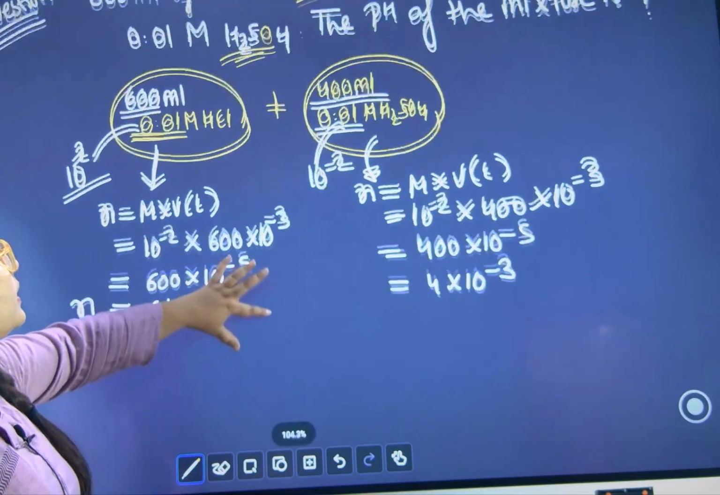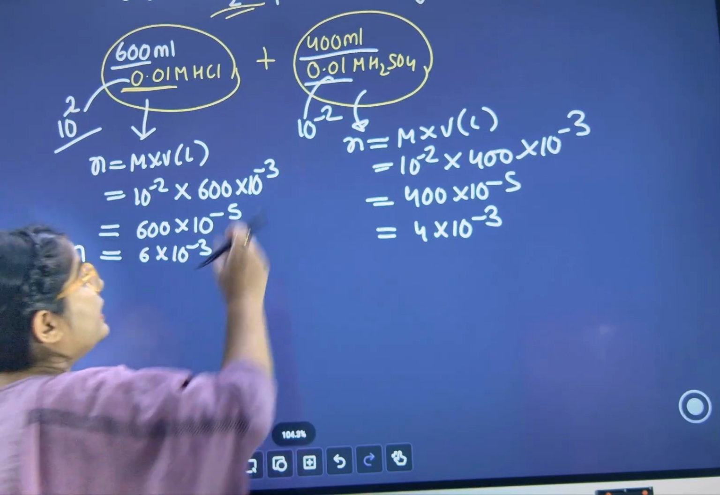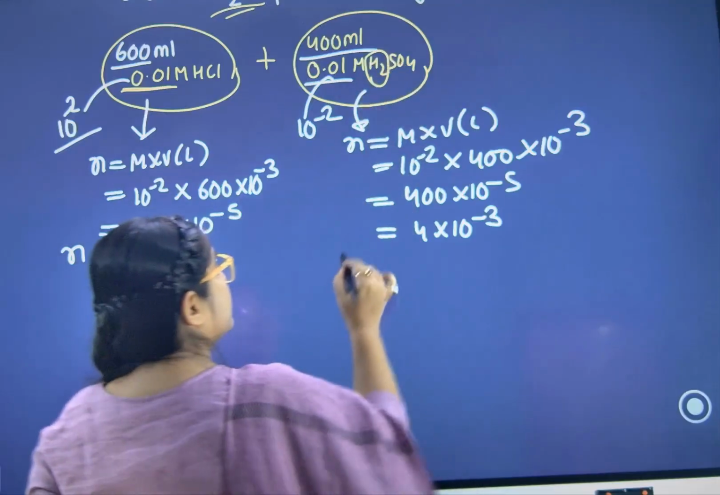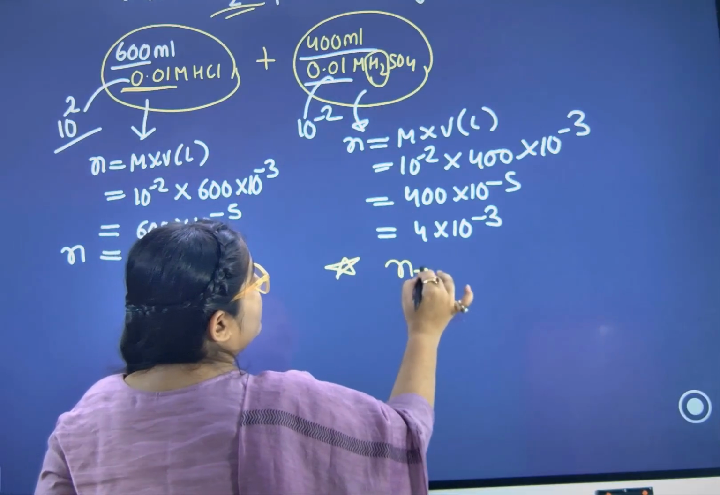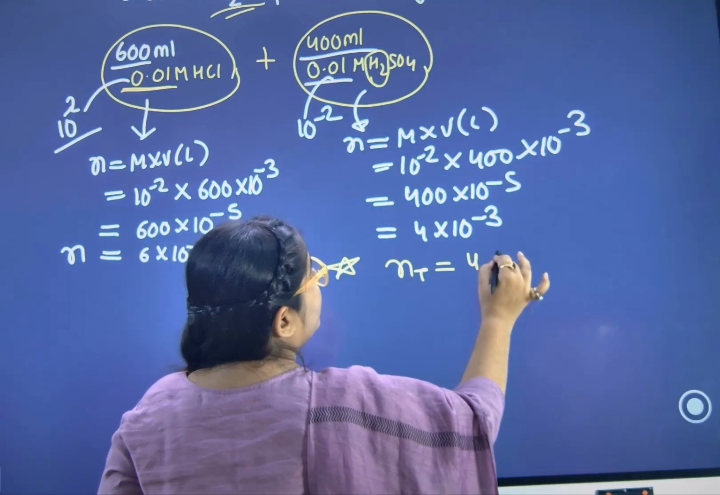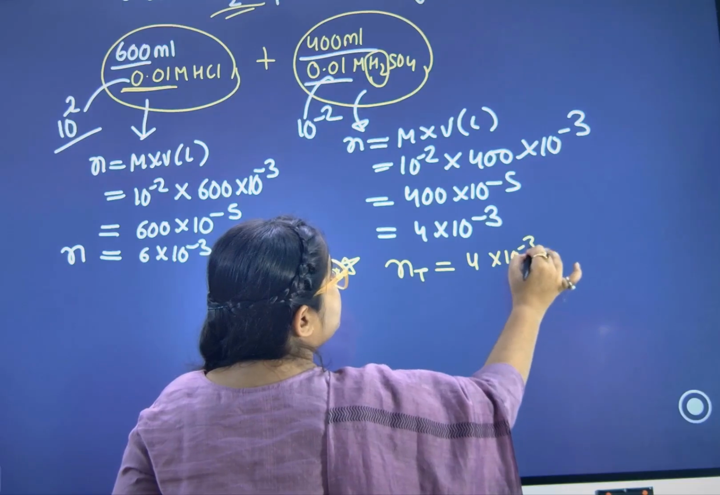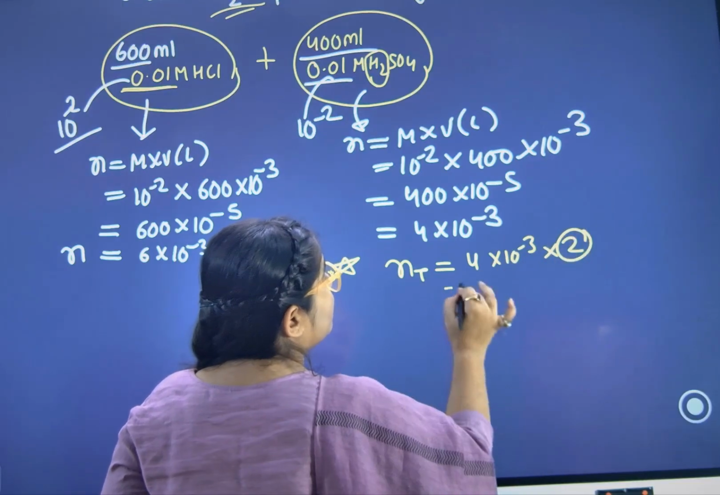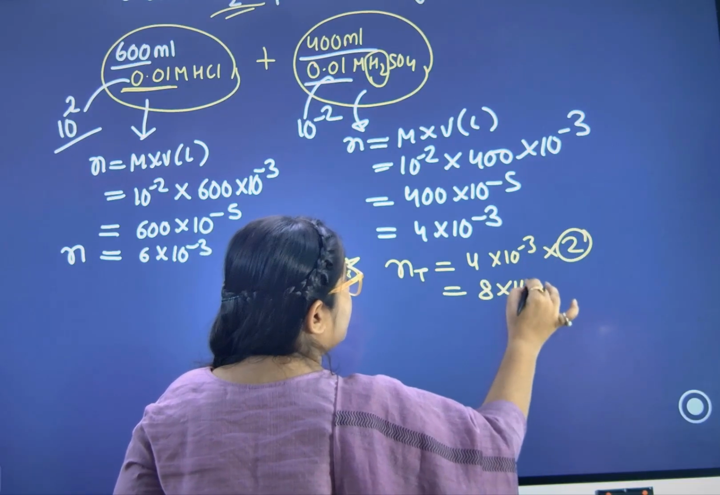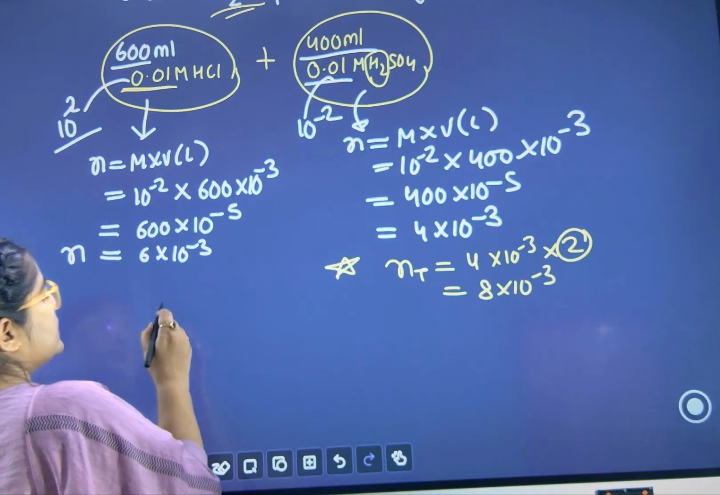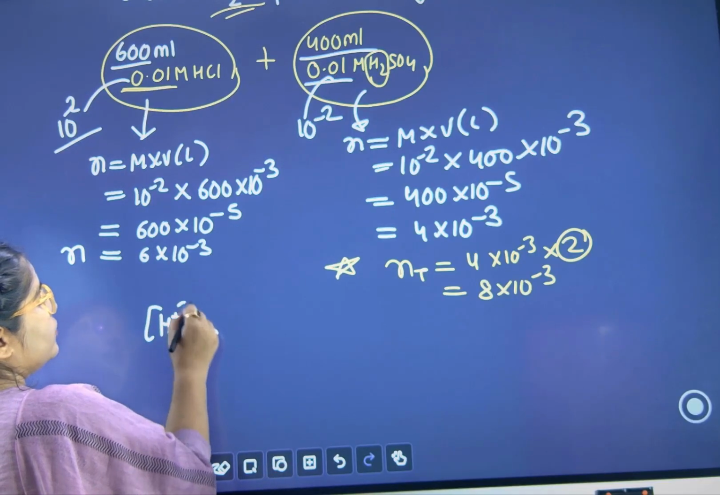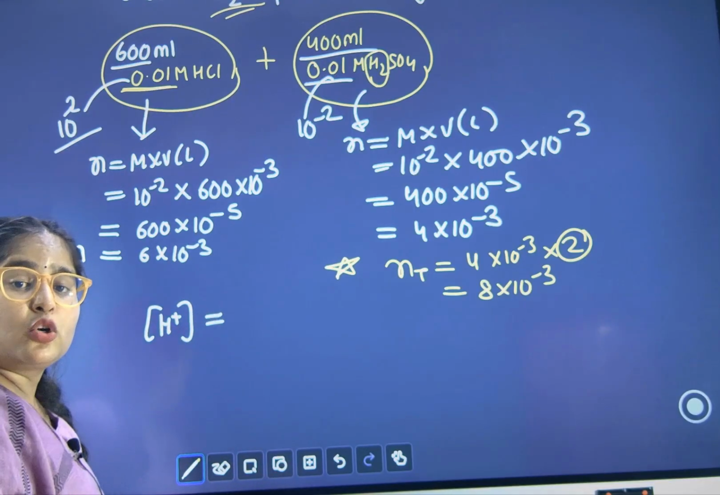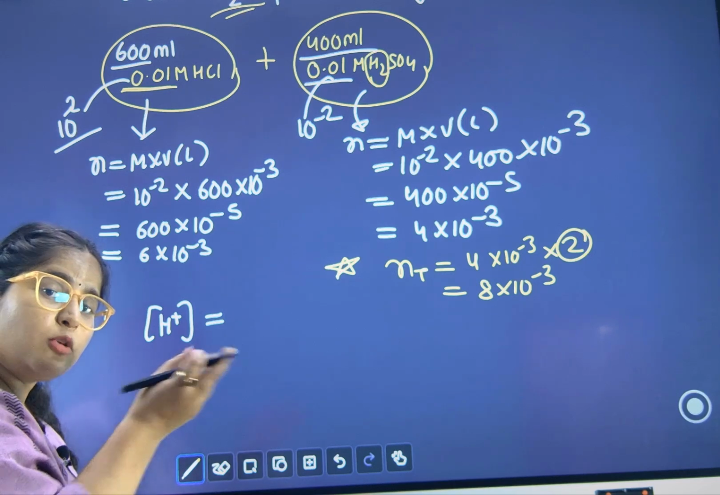After calculating mole, star point, here it is H2SO4. So total mole here will be 4 into 10 to the power minus 3 into 2. Will multiply by 2, H2. So 8 into 10 to the power minus 3. Now let us calculate the total H ion. So what is the formula for the mixture? Total H ion is equal to total mole by total volume.